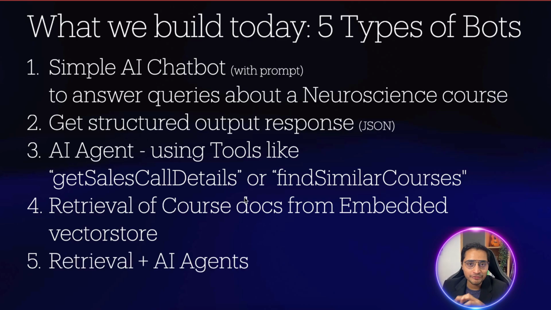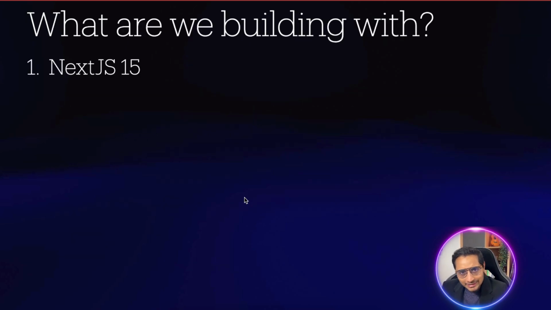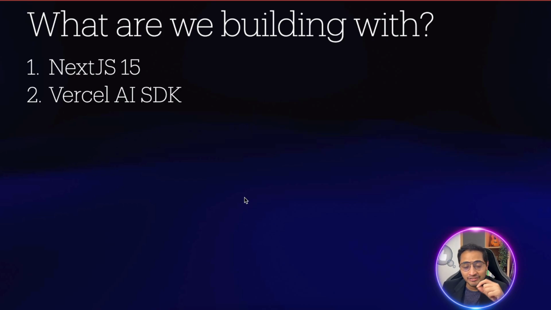And finally, the fifth one is where we combine the third and fourth together to make it a retrieval plus AI agent, a full comprehensive AI chatbot. So in order to build this, we are going to be using Next.js 15. That is Vercel's framework, which is quite popular and is built on top of React. We will also be using Vercel's AI SDK, which makes it very easy to build good looking AI chat user interfaces, and also AI agents, of course.